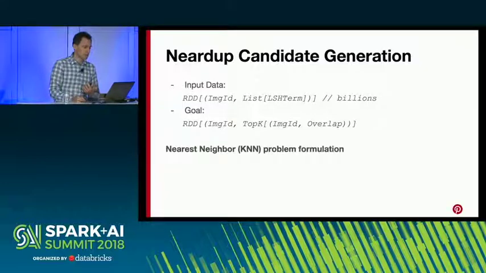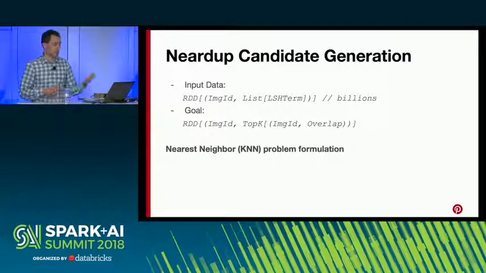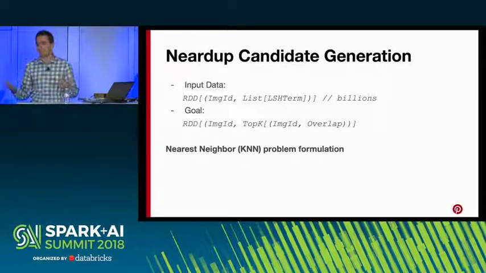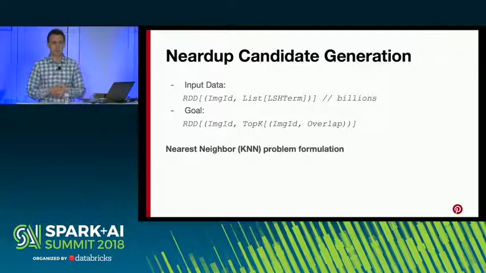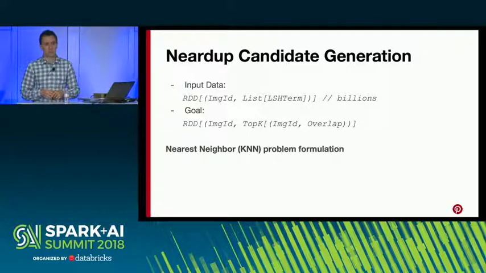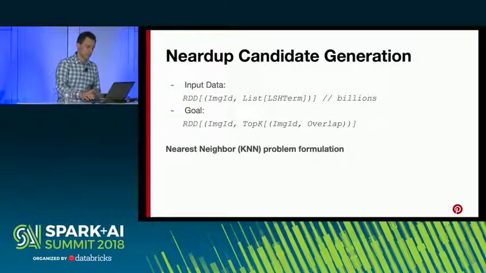What we're looking at is a formulation such as this. I'm using RDDs here, but it could be a data set. In fact, it could be any kind of map. So you have an image ID, and you have a list of terms to describe this image ID. What you'd like to achieve is, for the image IDs in question, let's call them the query image IDs, to find the top K similar images sorted by Jaccard overlap of those LSH terms. Essentially, this is a nearest neighbor formulation, and we'd like to make it tractable.